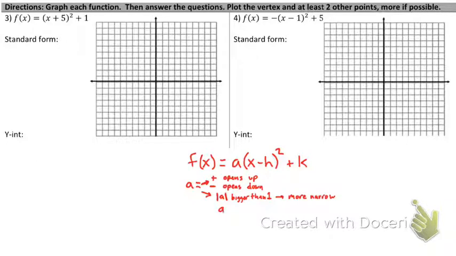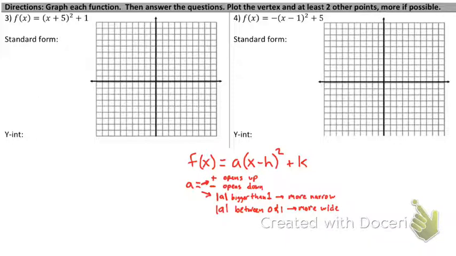All right? If A value, okay, without the sign, is between 0 and 1, so think of like 1/2, 1/4, 0.5, 0.75. So think of fractions or small numbers. Okay? The smaller the number is, the more wide my graph gets. Okay? So it's going to get fatter in this case.